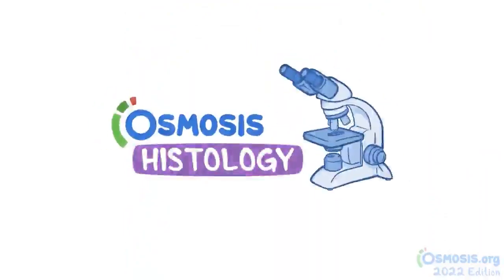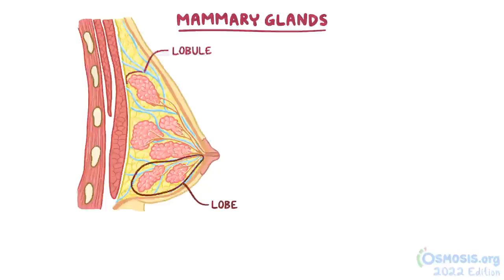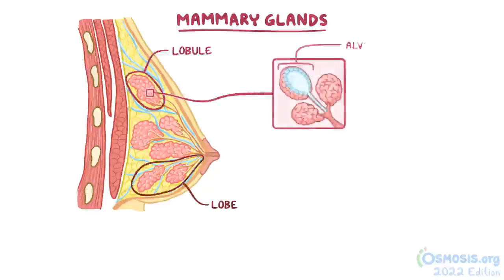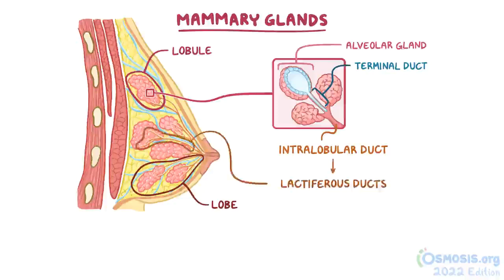Now, let's get a closer look. The mammary glands of each breast consist of about 15 to 25 sections called lobes, with each lobe containing many smaller structures called lobules. Each lobule consists of a large number of alveolar glands, which are the small sac-like structures that produce milk. The milk produced by the alveolar glands drains into the terminal ducts that join together to form the intralobular ducts. These ducts converge further and form the lactiferous ducts, which drain the lobes and eventually lead to the nipple. All of the lobules and ducts are also surrounded by fibrofatty tissue that provides a supportive and protective function.